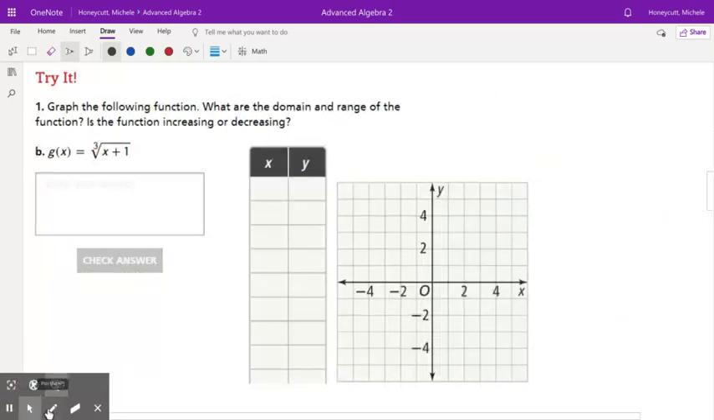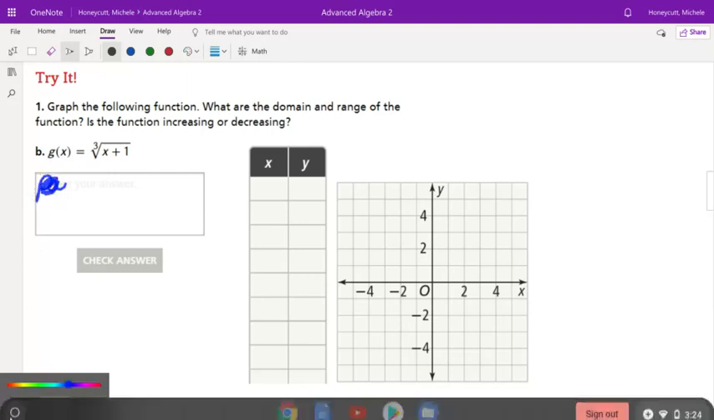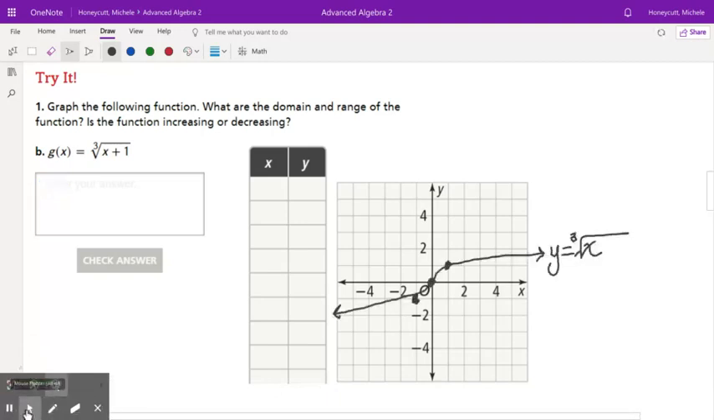Then part B has me graph g of x equals the cubed root of x plus 1. So that tells me that the parent function, I'll write the parent function in black, is the cubed root of x, so let me draw the parent function on here. So now that the parent function y equals cubed root of x is drawn on there, we can think about the g of x function, which has a plus 1 under the radical. So that means I'm going to shift everything to the left 1 unit.